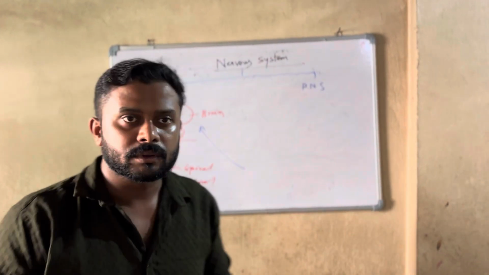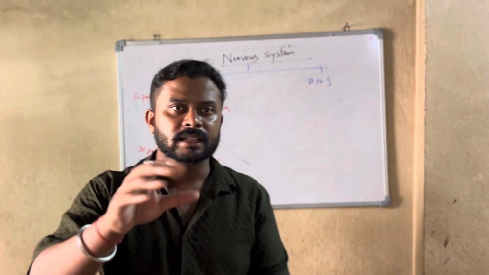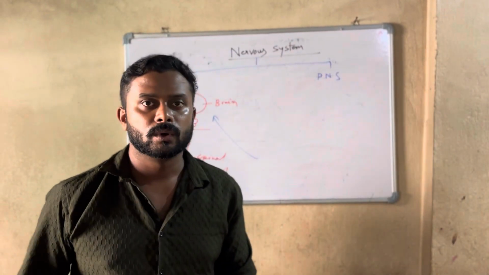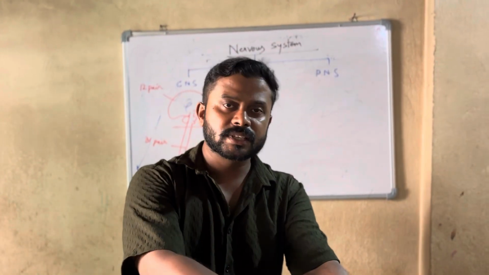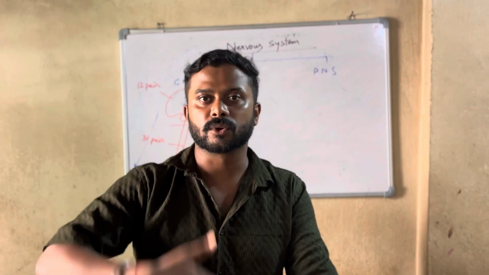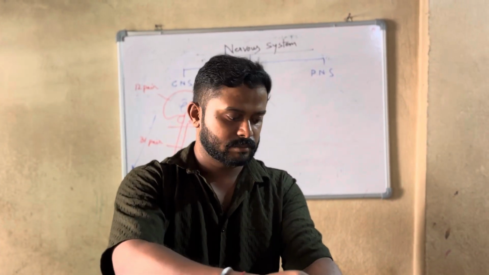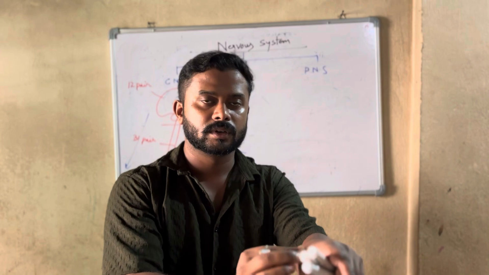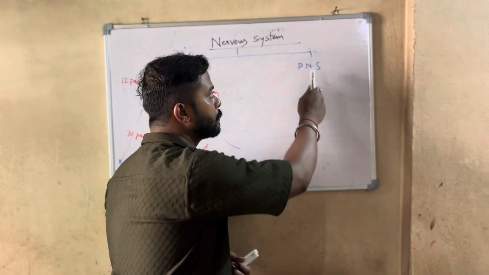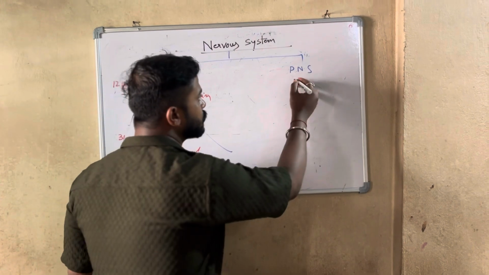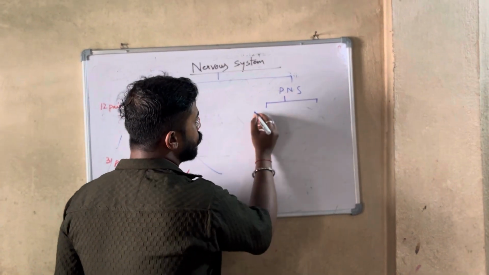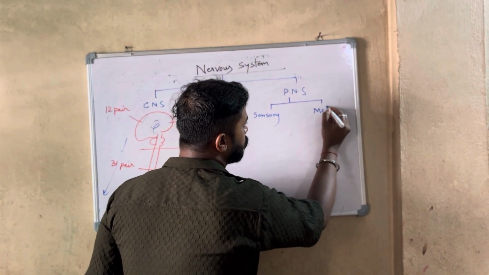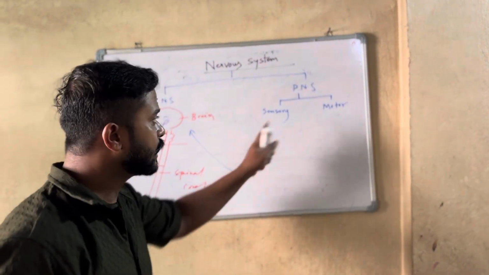What is the location of the central nervous system? The brain is located here and the spinal cord is located there. How does it collect stimulation from the skin? As the central nervous system is located in the center, how does it take the stimulation from the skin? I feel the stimulation here. How is it possible? It is possible through the peripheral nervous system. The peripheral nervous system is also categorized into two categories: one is sensory and another is motor.